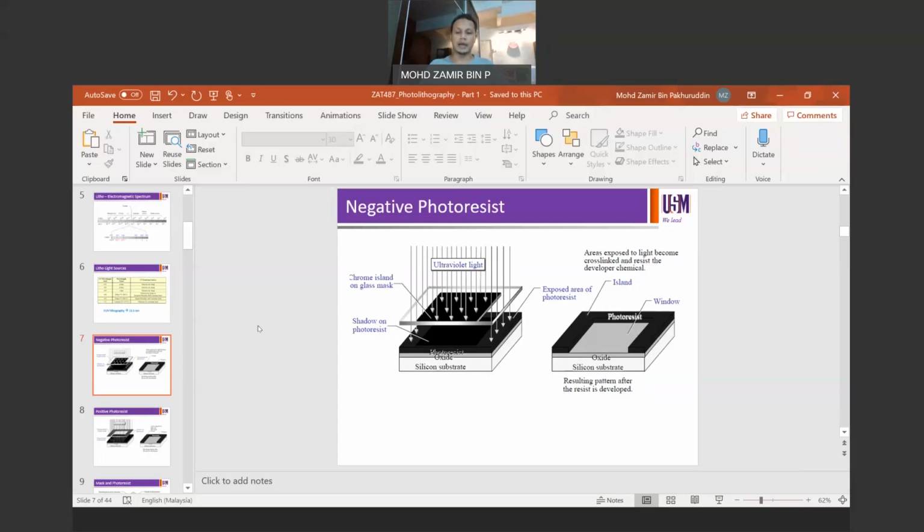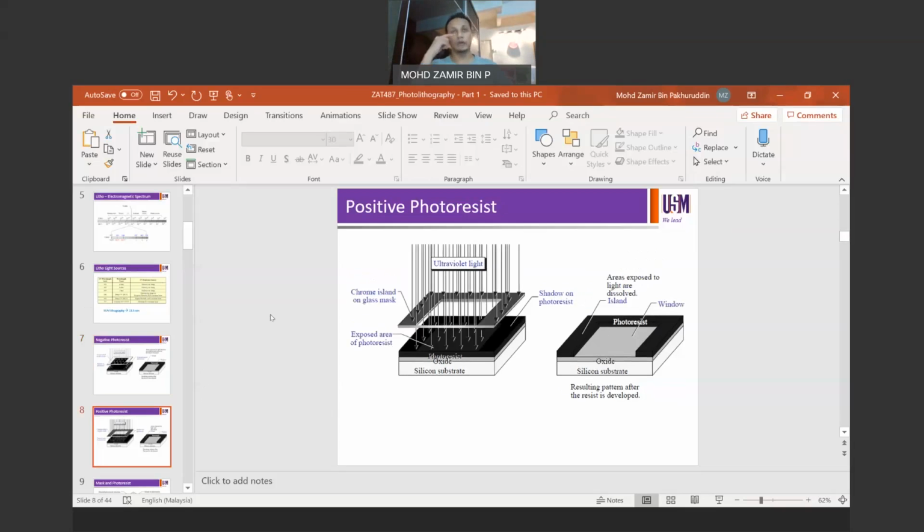So let me just recap. For negative photoresist, exposed areas will be hardened, unexposed areas will not be hardened. Okay, so the hardened area will not be removed during the development process. The central region in this case will be removed by the development process.